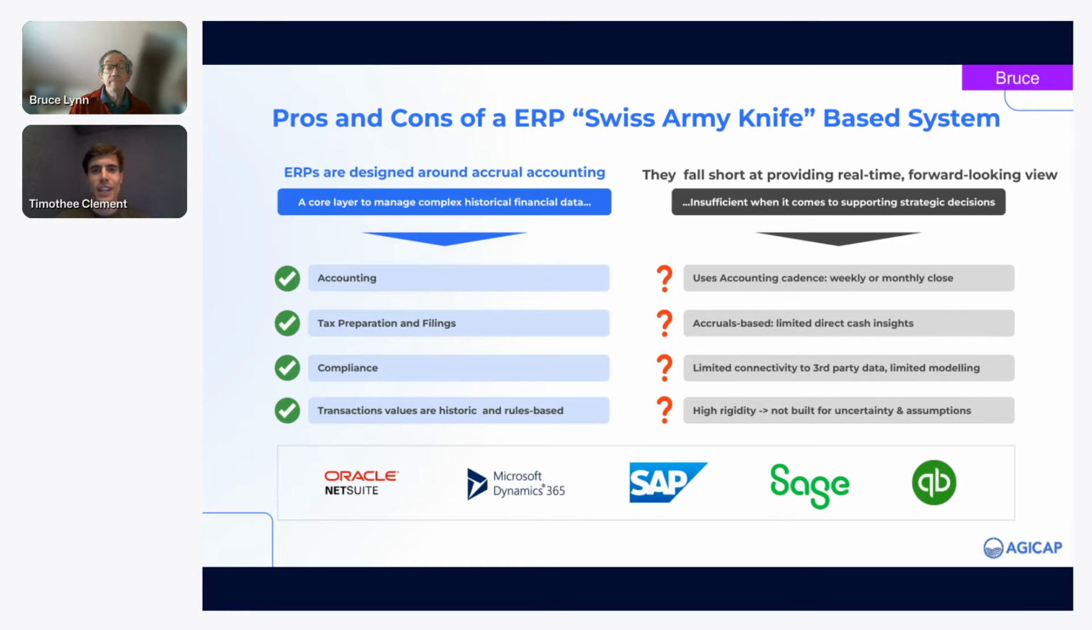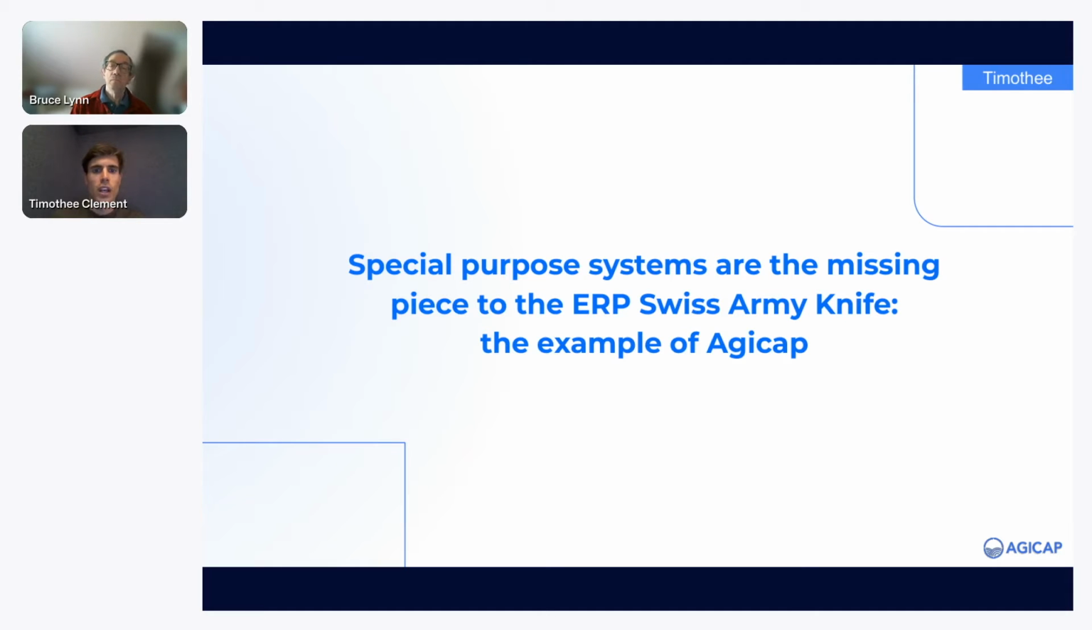So now that we've identified the pros, that an ERP is still critical to any business, but also the limitations, which explain why 90% of you work with spreadsheets today, let's have a look at potential alternatives with special purpose systems that will bring cash flow visibility, not only accrual visibility, connectivity to third-party data like banks or other software, and also flexible modeling, which is the most valuable thing you have today in Excel. So we'll run through the example of Agicap, but we'll also save some time to cover other solutions that exist in the market.